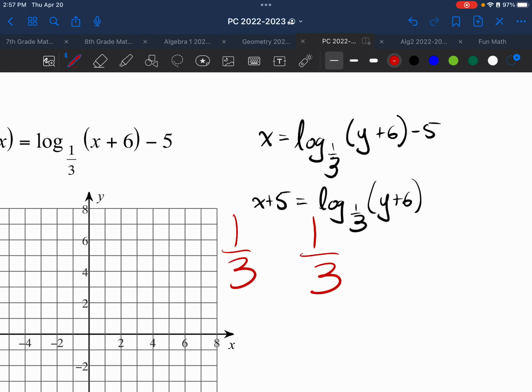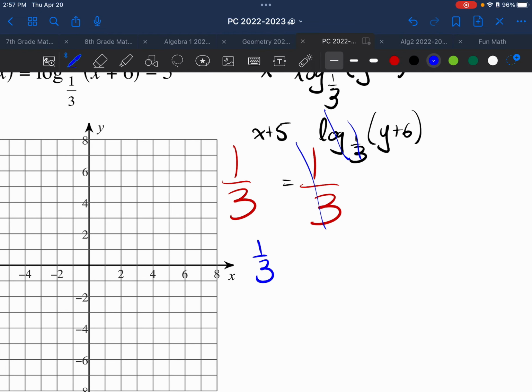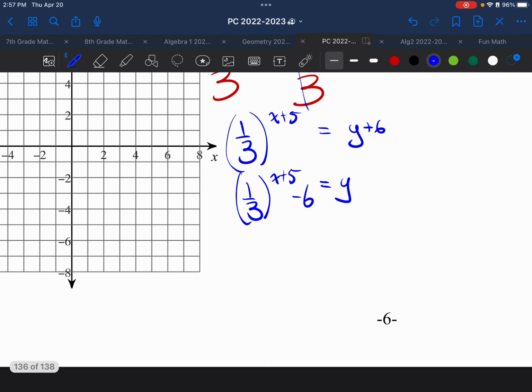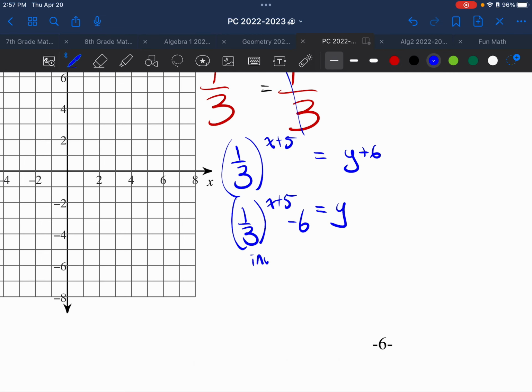1/3, the power of all of that stuff. I'll move this equal sign down so you can see my work. And then you're gone, you're gone, you're gone. Leaving me with 1/3 to the power of x plus 5 is equal to y plus 6. And then I just subtract 6 and I get my y by itself. So y by itself is 1/3, all of that to the power of x plus 5, and then we had to minus 6.